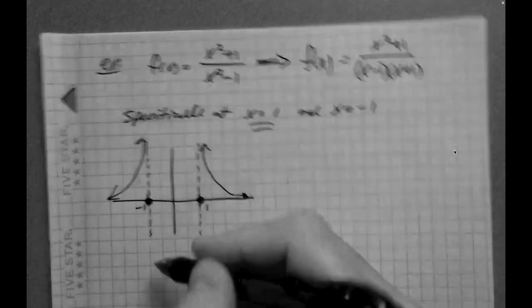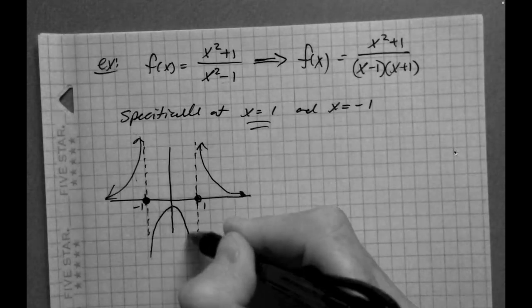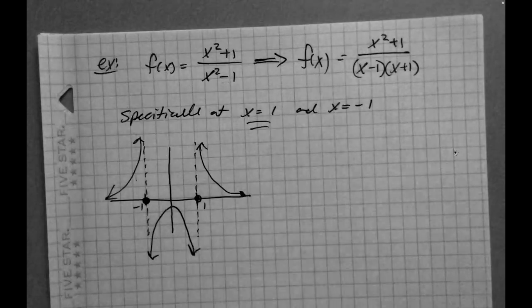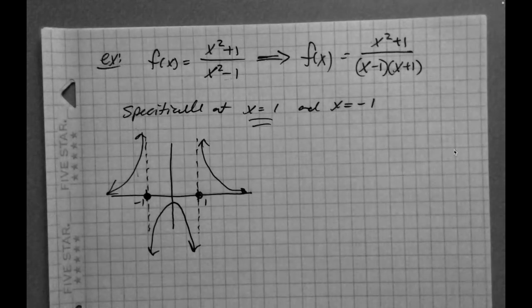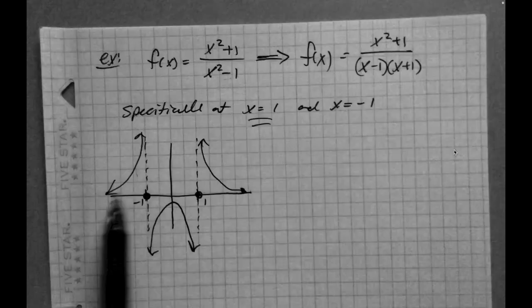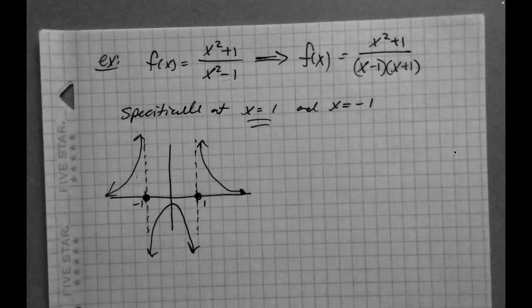What happens in the middle? Well, in the middle, it looks like this. So the function has these 3 regions where it has different behavior. And again, you could test this.